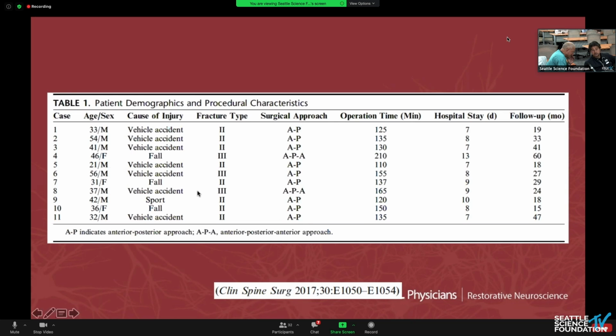I think that's something to think about. At the very least, I think we need to gather more data on the use of an anterior posterior approach for some of these highly unstable fractures.